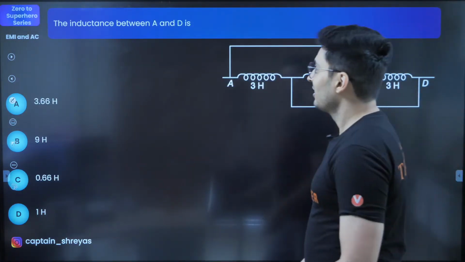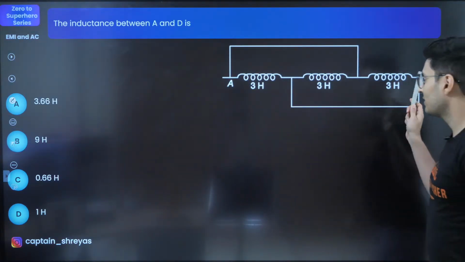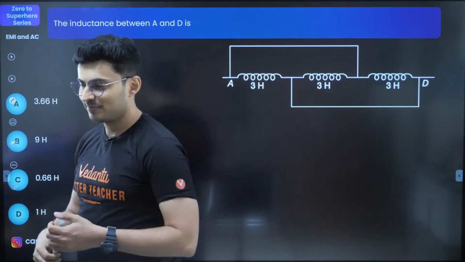Okay. The inductances between A and D are 1, 2, 3: 3H, 3H, 3H. What is the net inductance?